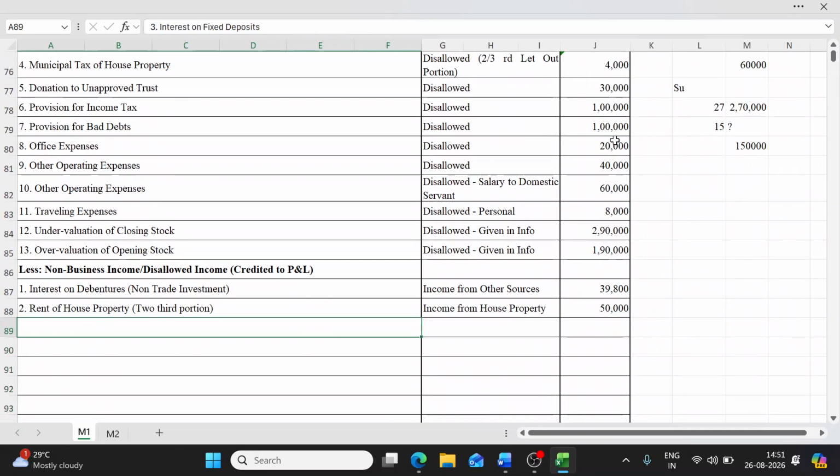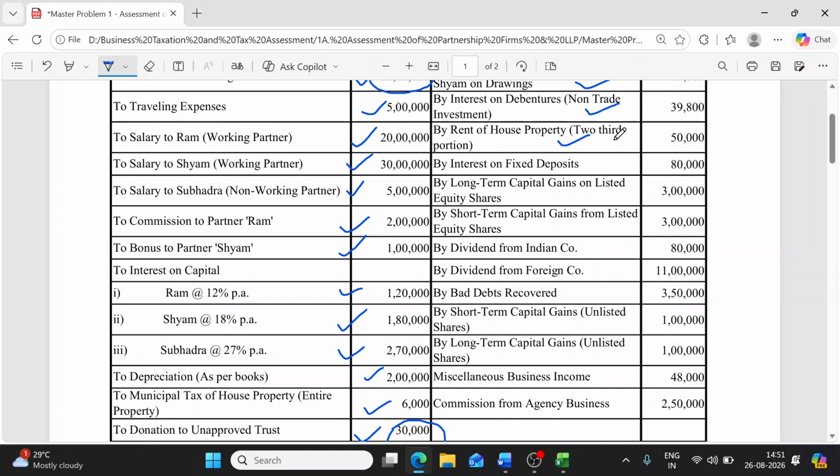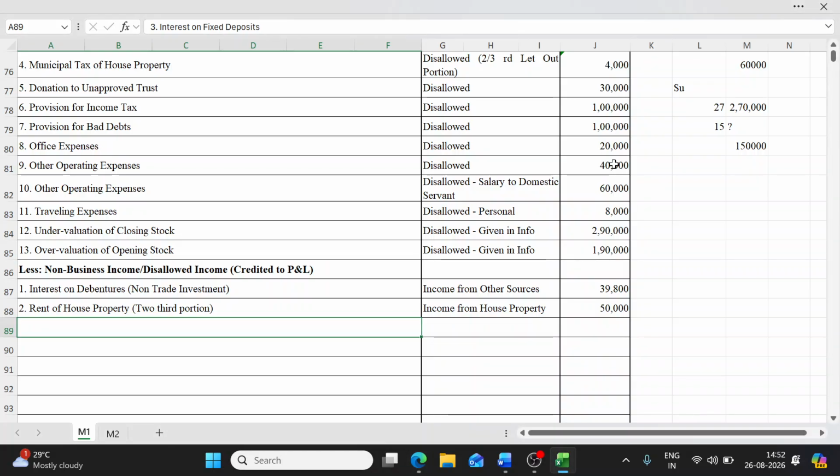Okay. Now, the next in the problem is interest on fixed deposit. Okay, it is also not business income. It should be shown under the head income from other sources. So let's deduct these 80,000 rupees under this point. So income from other sources, 80,000 rupees.